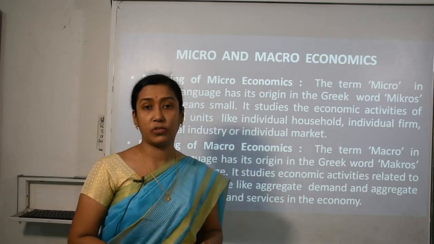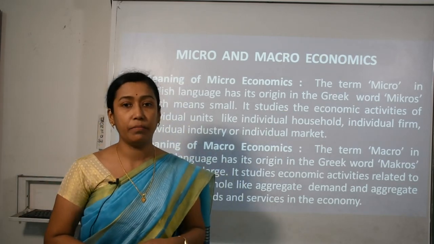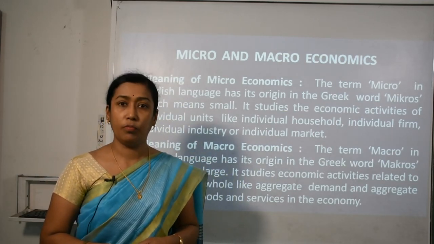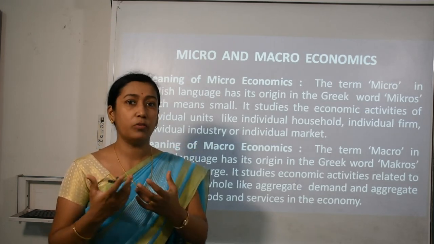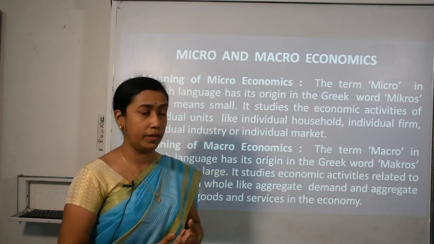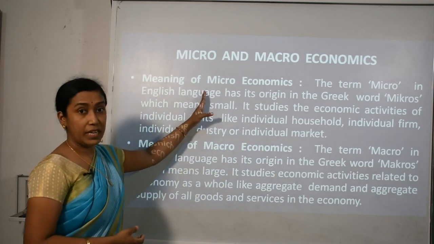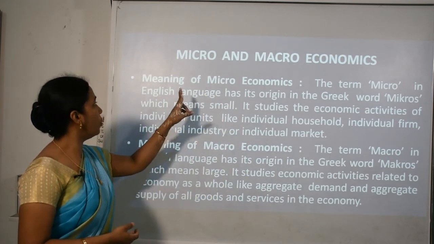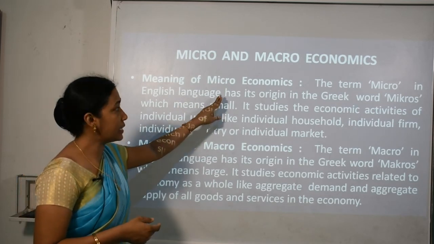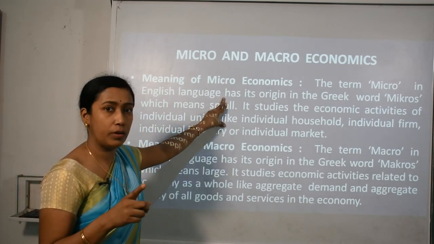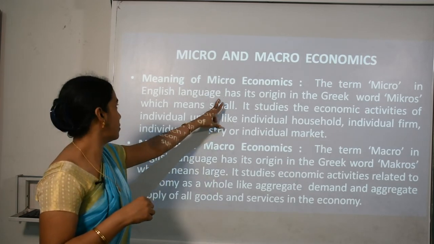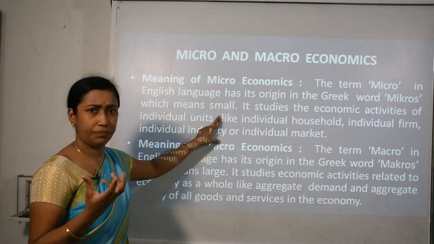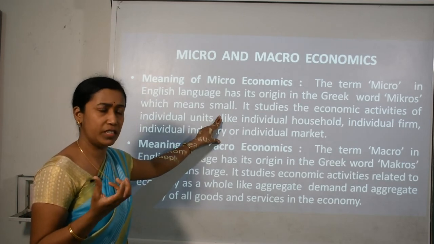Now moving to the next topic, that is micro and macroeconomics. I hope you have heard the words micro and macro. Micro means small, macro means large, the general meaning in English. When we say microeconomics, the term micro in the English language has its origin in the Greek word mikros, M-I-K-R-O-S, which means small, actually very small.